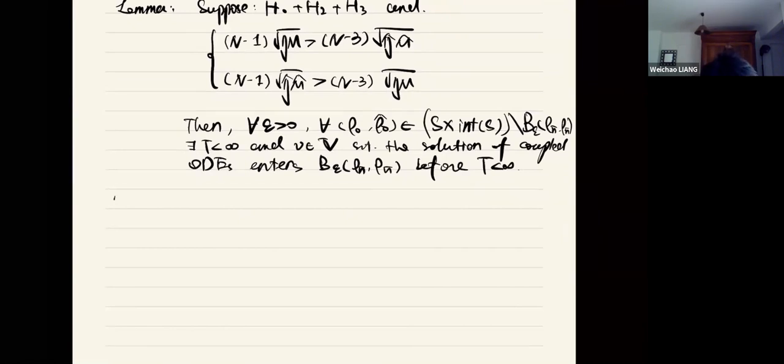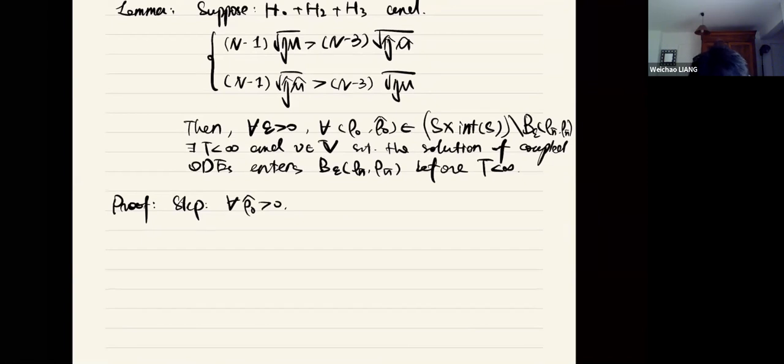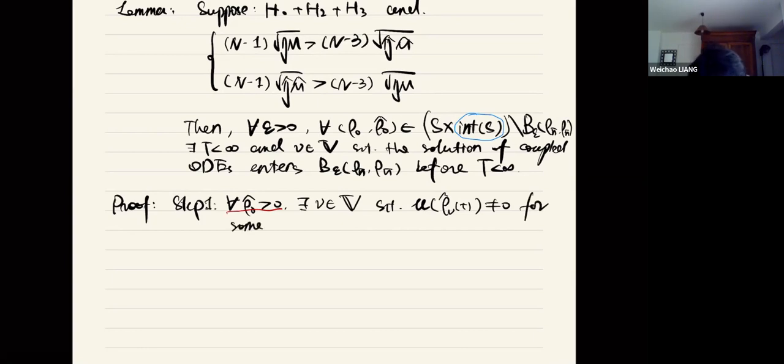And the proof consists of 3 steps. The first step is to show the feedback controller U equal to 0 is not invariant, for initial state positive, because here in the interior of the state space, this is always positive. There exists a control input V such that, for step 1, for some t positive. And this is very easy.